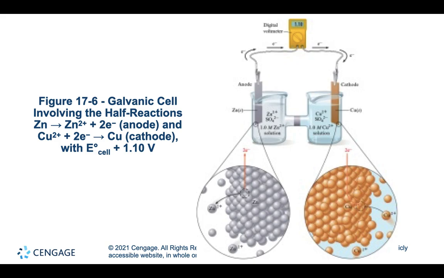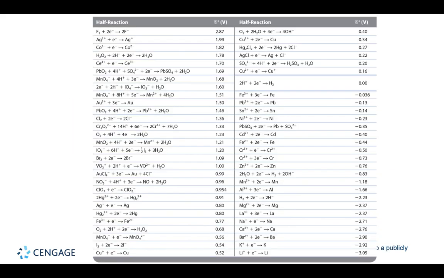Now, this particular setup, this zinc and copper combination, shows up in the digital voltmeter up there as a 1.10 volt value. Now, how do we know that's going to be 1.10 volt? We go to our standard reduction potential table.